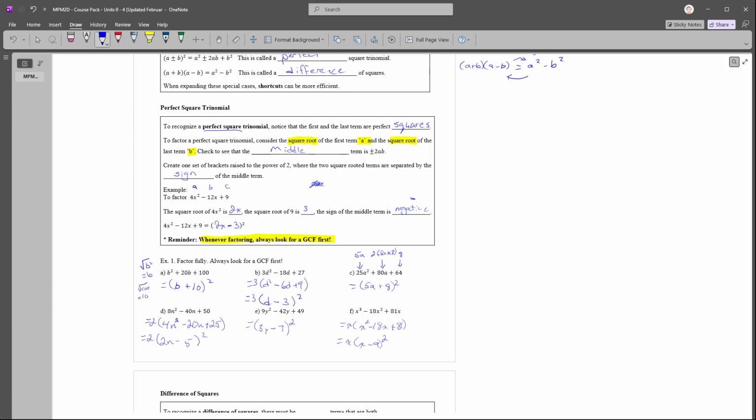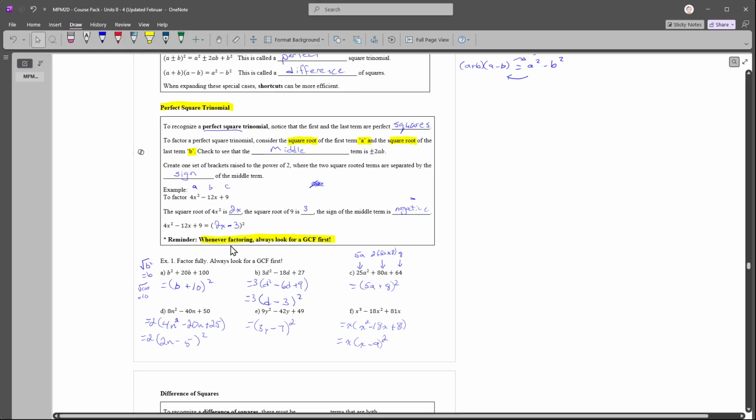So that is perfect square trinomials. Let's highlight that just so we can see it. Perfect square trinomials. So those ones are probably the more complicated. Now let's look for difference of squares. Difference of squares is much easier to actually work with. The solution is just a little bit longer.